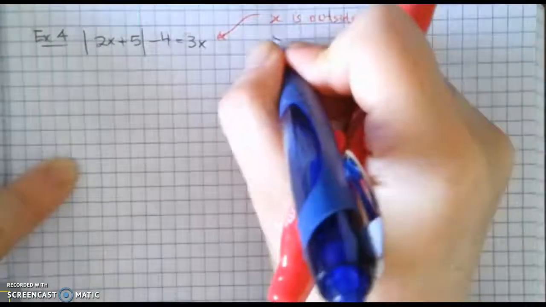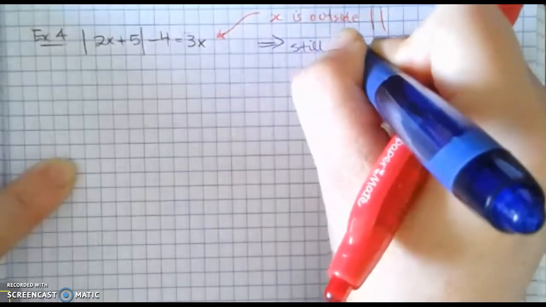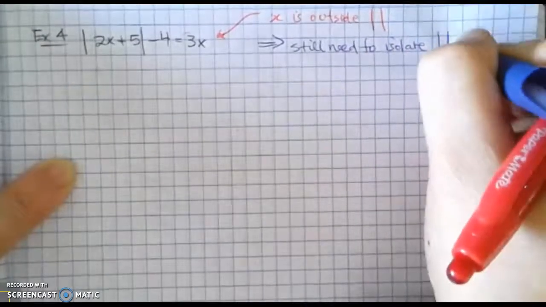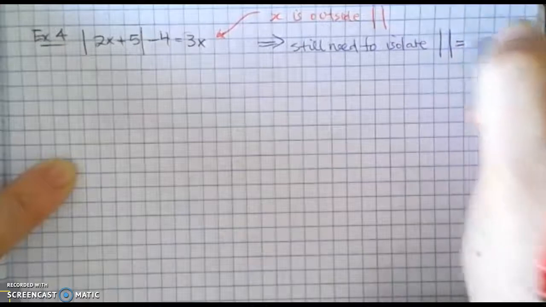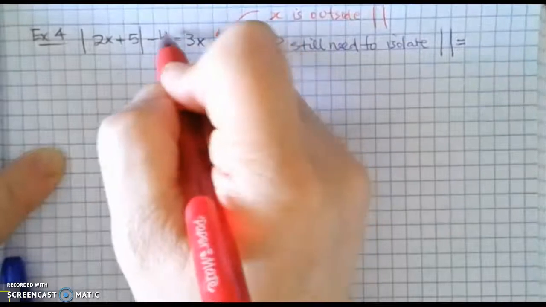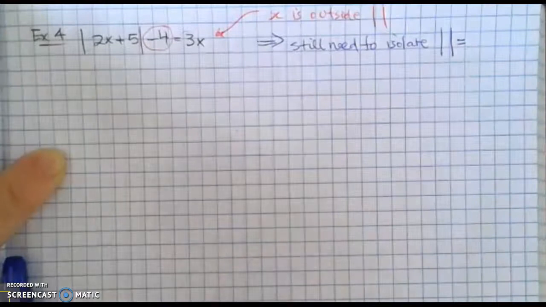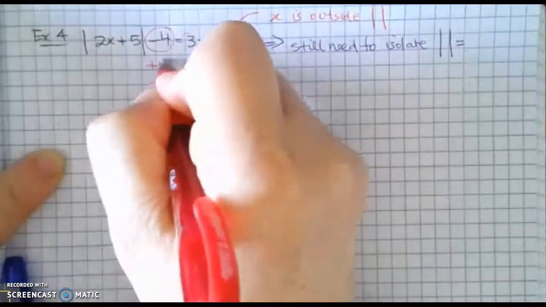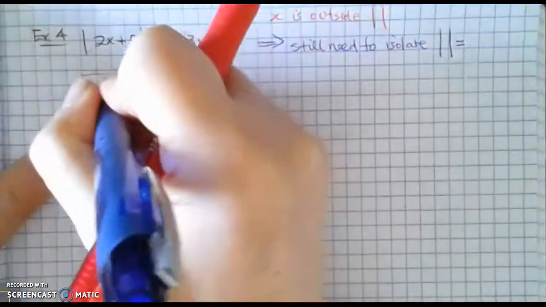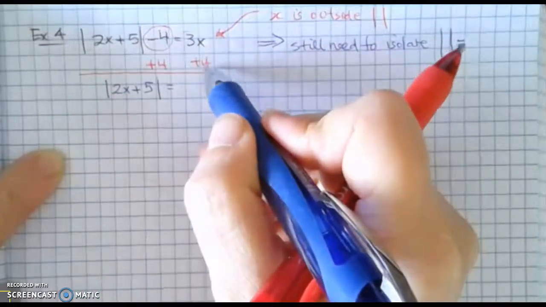We still need to isolate the absolute value expression to be equal to something, just the same as before. So what are we going to do? We are going to get rid of this negative 4 because that is around the absolute value function here. So therefore, we are going to add 4 to both sides. And that leaves us with absolute value of 2x plus 5 is equal to, okay, now 3x plus 4.